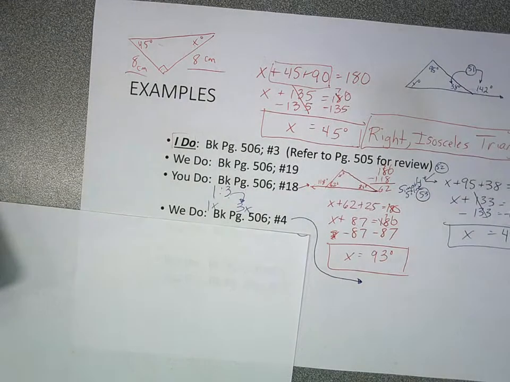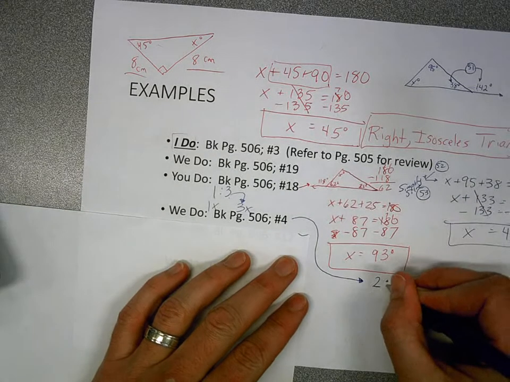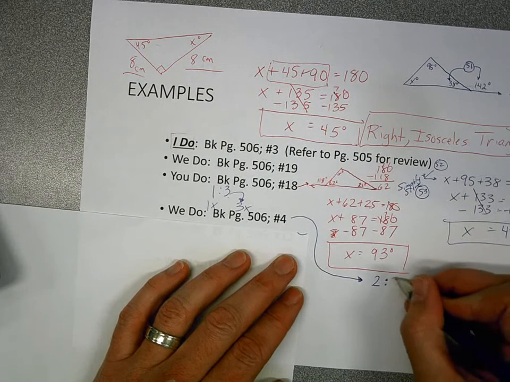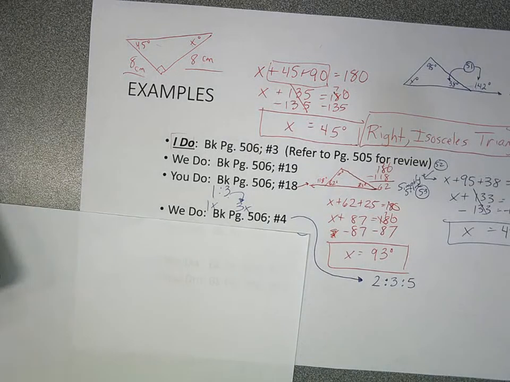The reason why I'm telling you this is because of problem number 4. It says the measure of the angles of a triangle are in a ratio, and here they go: 2 to 3 to 5. They're talking about the angles, not the area. The angle measurement. It says, what are the measures of the angles? So here's all you do.